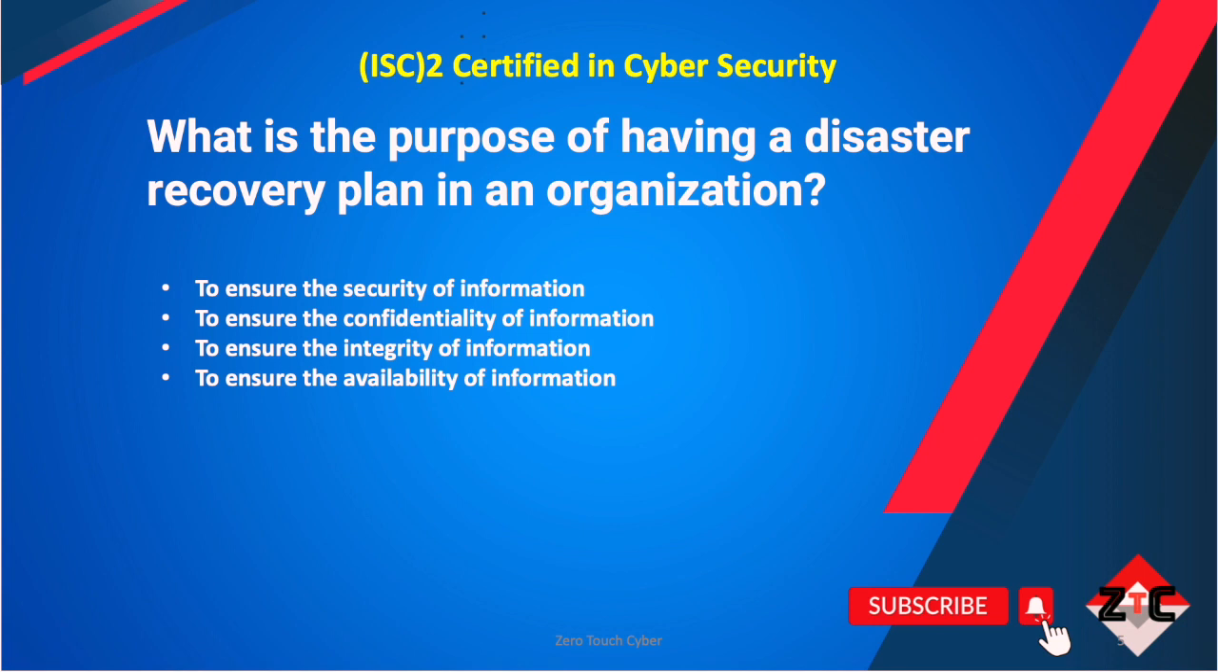A disaster recovery plan is an important aspect of information security, which helps to ensure the availability of information and services in the event of a disaster or any other interruption. Basically, the plan outlines the procedures and processes that an organization will follow to restore critical systems and services to normal operation as quickly as possible. The disaster recovery plan helps to ensure the availability of information and services, which is essential for the continual operations of the organization. So, the correct answer is the fourth option, to ensure the availability of information.